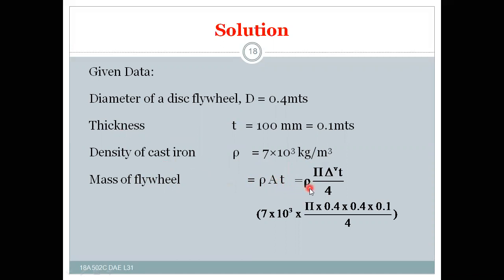Rho is the density, A is the cross-sectional area of the flywheel, and T is the thickness of the rim. So mass is equal to rho pi D squared T by 4, where A is equal to pi by 4 D squared. This should be the D value. So rho is there for us, pi is there for us, D is also there for us, T is also there. Then you can calculate your value for mass. So mass is equal to 87.96 kg.